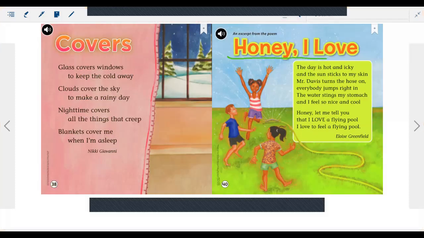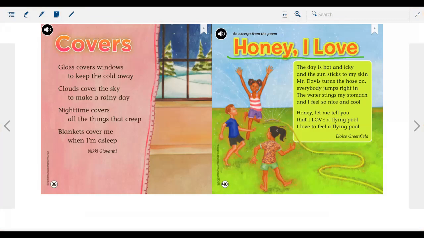Let's read, Honey, I Love. The day is hot and icky, and the sun sticks to my skin. Mr. Davis turns the hose on. Everybody jumps right in. The water stings my stomach, and I feel so nice and cool. Honey, let me tell you that I love a flying pool. I love to feel a flying pool.